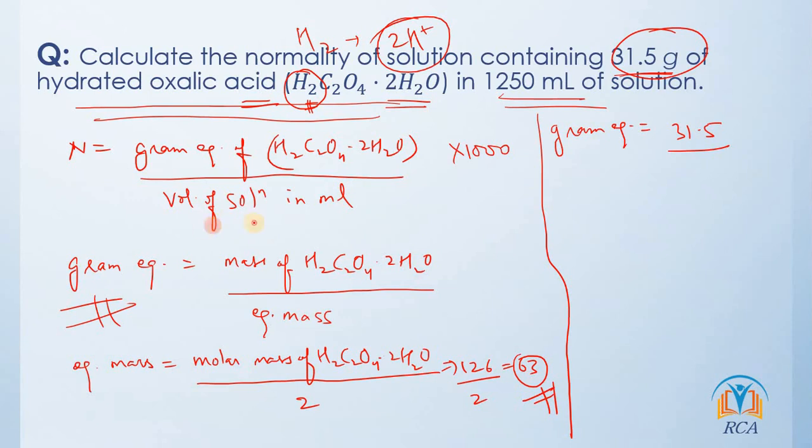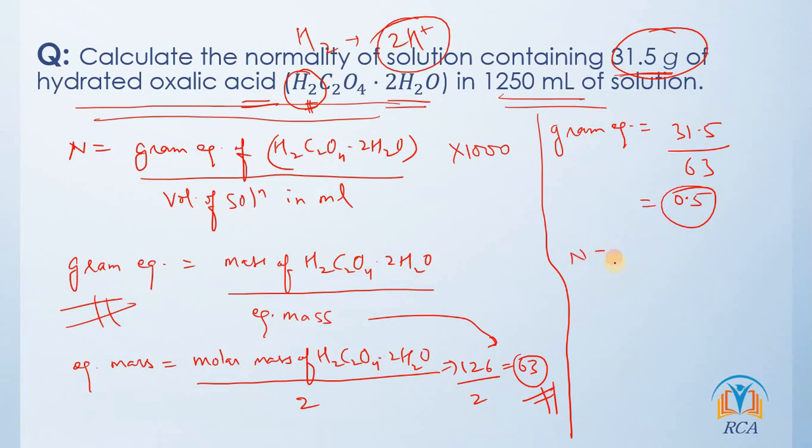And we'll divide that with what? We'll divide it with the volume of solution. But do we need the volume of solution? No. We'll have to first of all divide it with equivalent mass so that we can find out the gram equivalent mass. What is the equivalent mass? Equivalent mass is 63. We just found that out. It will be divided with 63. Then what does this particular thing produce? This will actually produce a gram equivalent mass of 0.5. This will actually be the gram equivalent mass of hydrated oxalic acid.